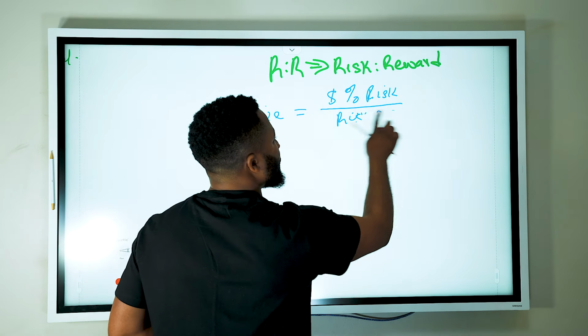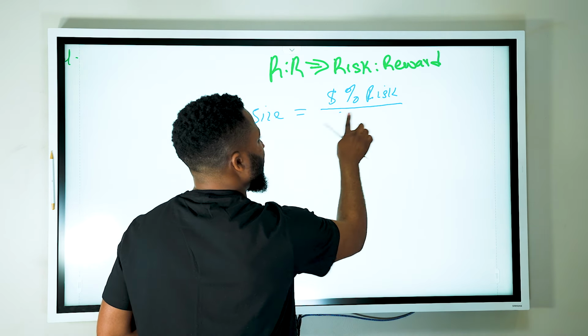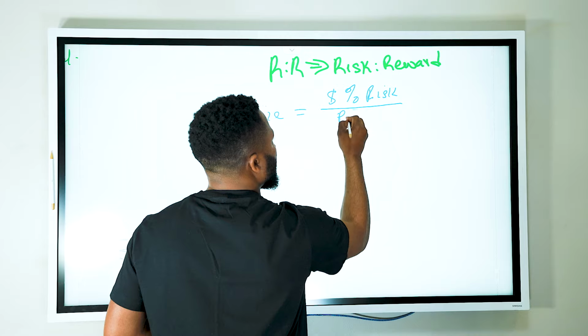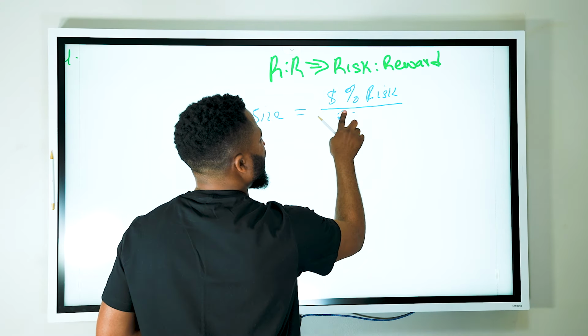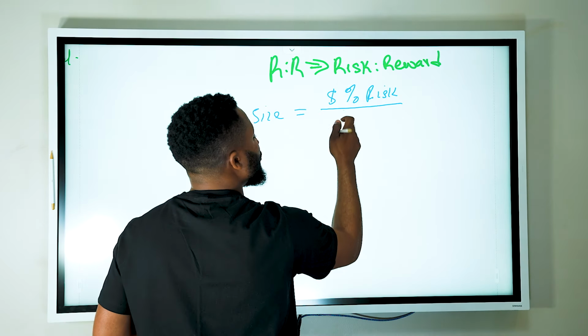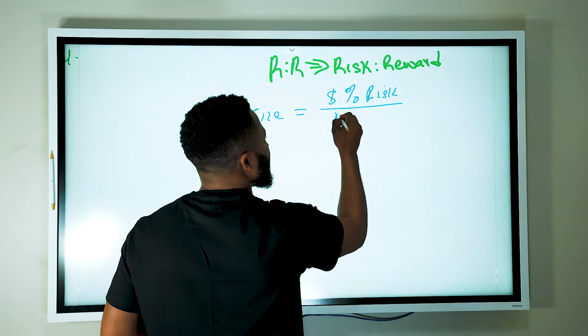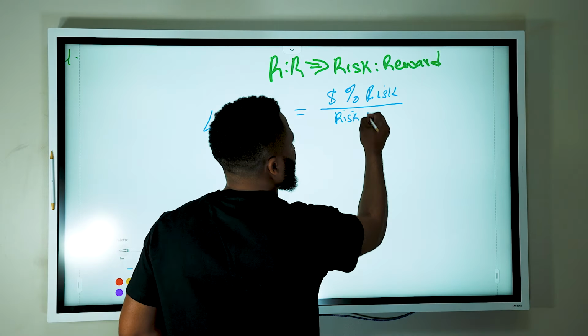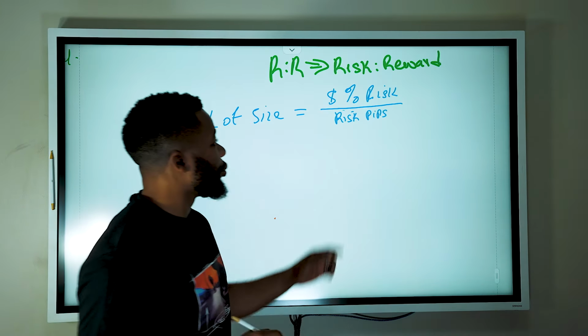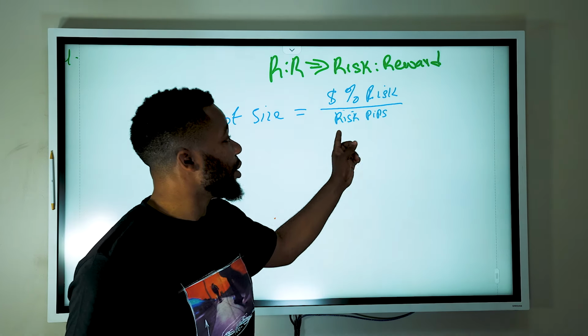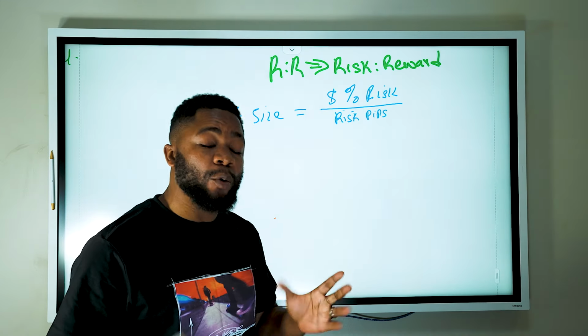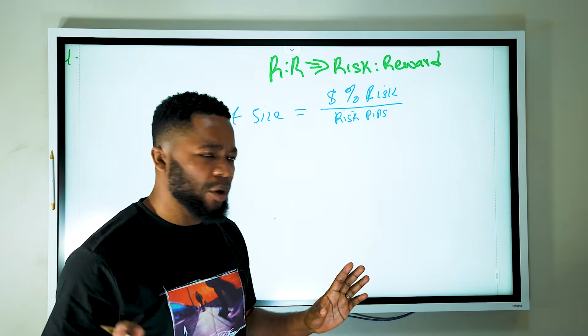Let me write it clearly. So you divide that by risk pips. Risk pips means how many pips you are risking per trade. So you divide the dollar percentage risk by the risk pips. Don't worry, we'll use a live chart to show you a clearer example.